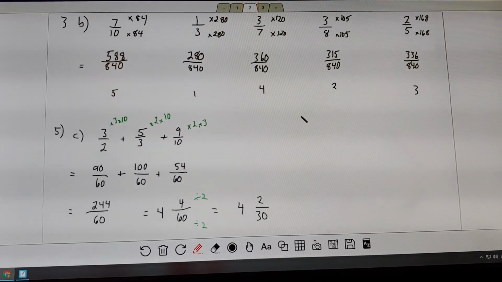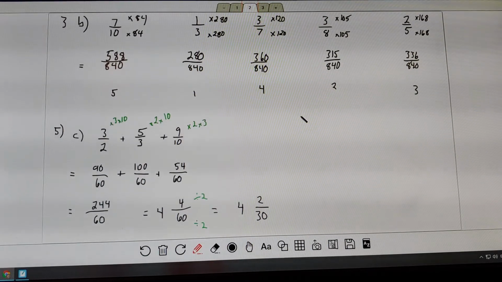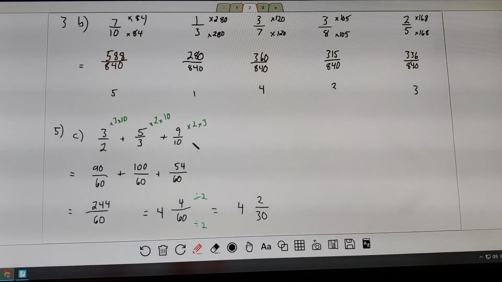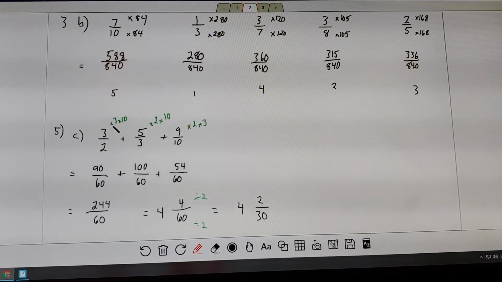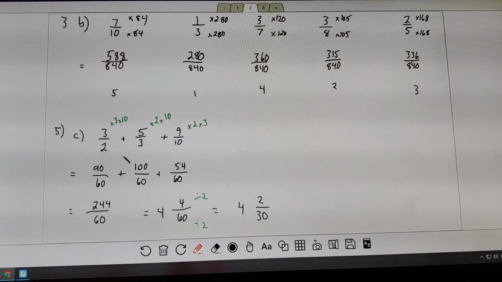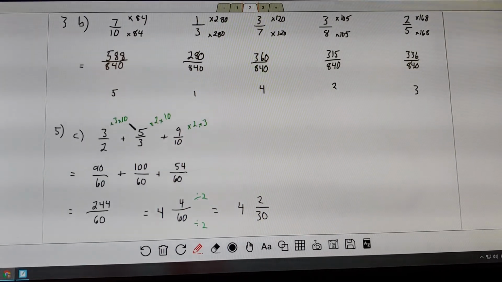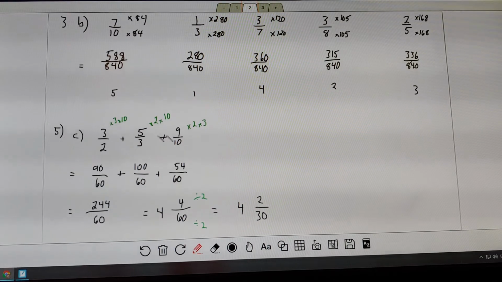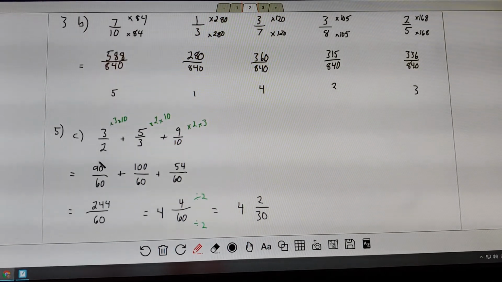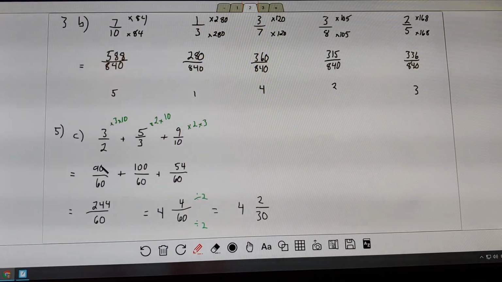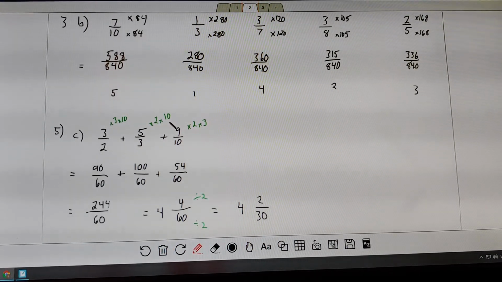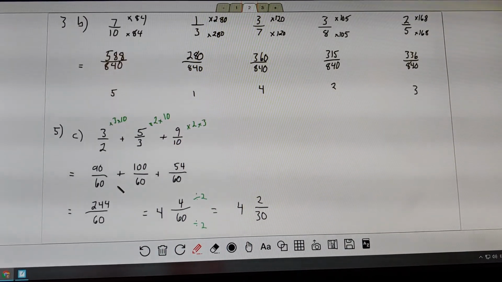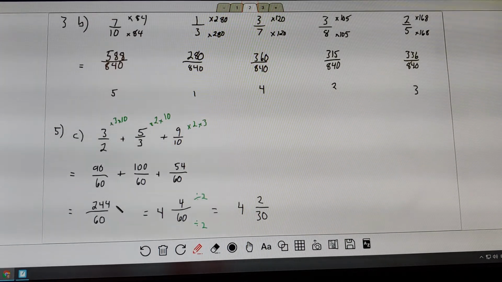Okay? For number 5, they are asking us to add. I chose 5C because there's 3 of them. So again, finding common denominators is the first thing we're going to do. And then you can see I just multiplied this whole fraction by the other 2 denominators, so by 3 and by 10. This whole fraction was multiplied by 2 and by 10, and then this whole fraction was multiplied by 2 and by 3. So 3 times 3 times 10 is 90, 5 times 2 times 10 is 100, 9 times 2 times 3 is 54. And then add the numerators up, it gives me 244 over 60.